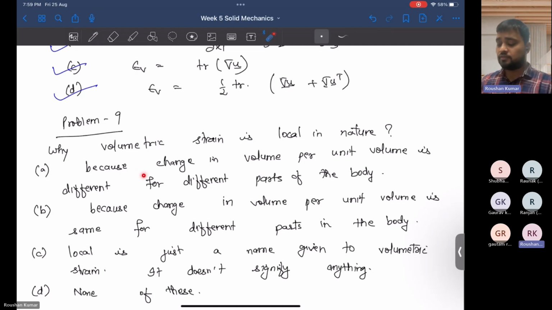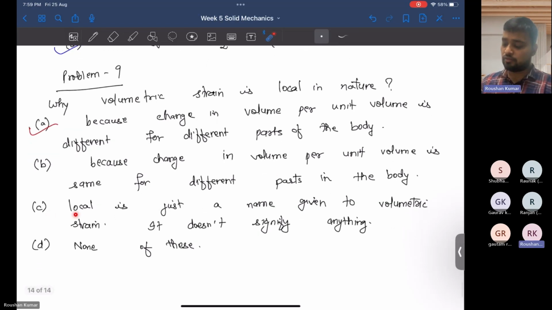So the first option is why we say volumetric strain is local in nature, because change in volume per unit volume is different for different parts of the body. So yes, it's the correct option, because at every part of the body there is a different volume change per unit volume. Now move on to the next option, because change in volume per unit volume is same for different parts in the body. No, this is not a correct option, because at different parts of the body the change in volume per unit volume is different, not the same.